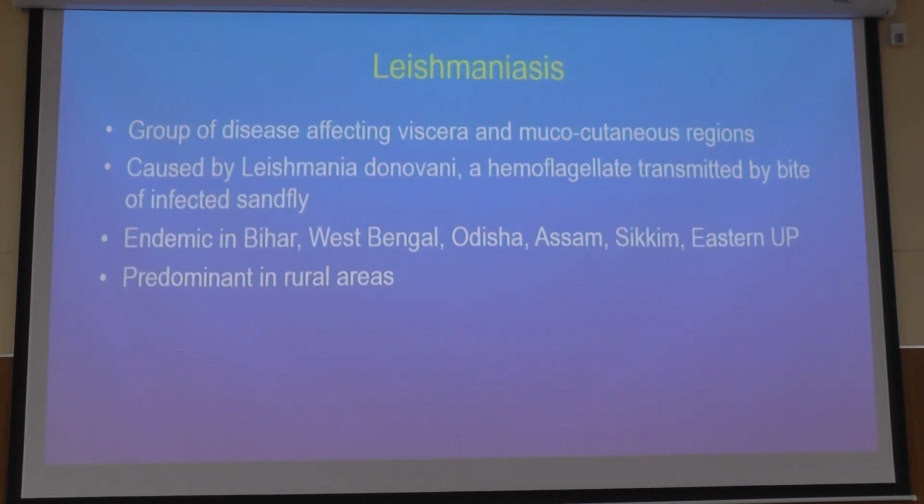So what is leishmaniasis? It's a protozoal disease. One peculiarity about this is it's almost seen in the central and eastern part of India, and it's because of a sandfly bite, and it is a hemoflagellate named Leishmania donovani. So what is so special about leishmaniasis apart from what we discussed?